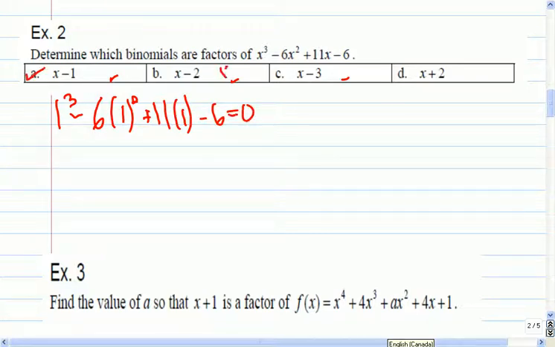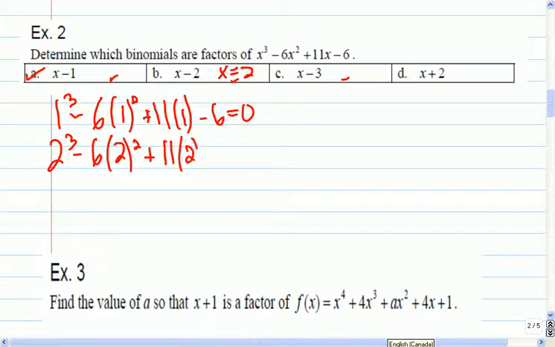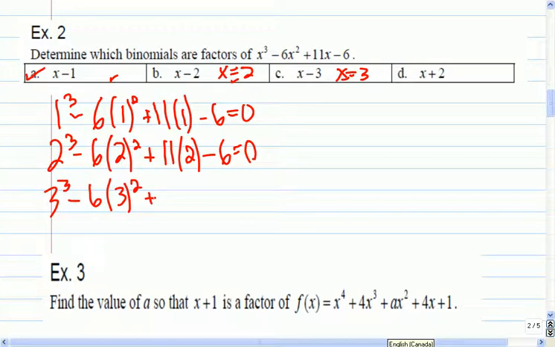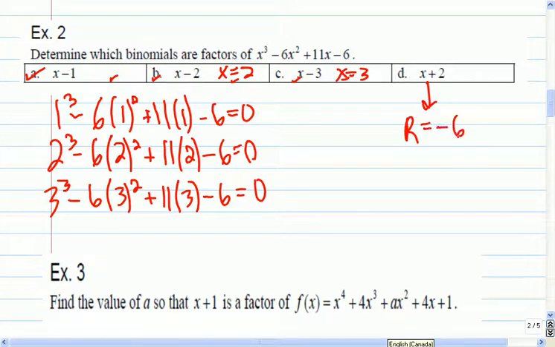For this one, I'm going to use x equals 2. So I get 2 cubed minus 6 times 2 squared plus 11 times 2 minus 6, which was a 0. And finally, this one was also a factor. And 11 times 3 minus 6, which was also equal to 0. So those 3 turned out to be factors. This one, when I put it in my polynomial, the remainder ended up being, I think, negative 60. Okay?